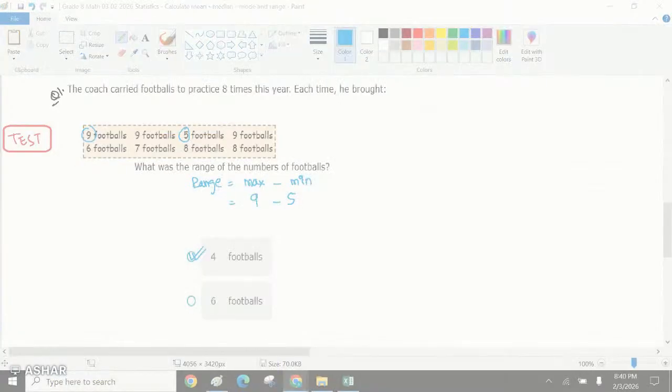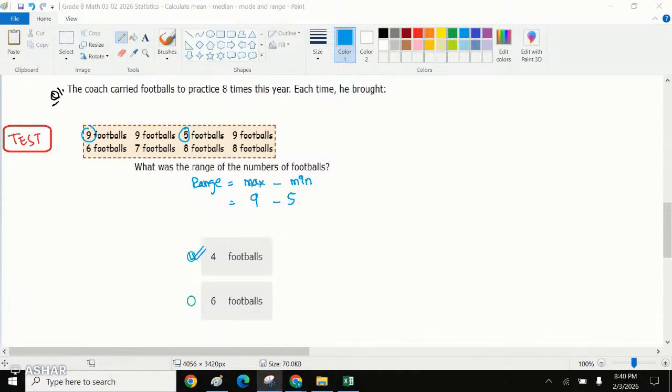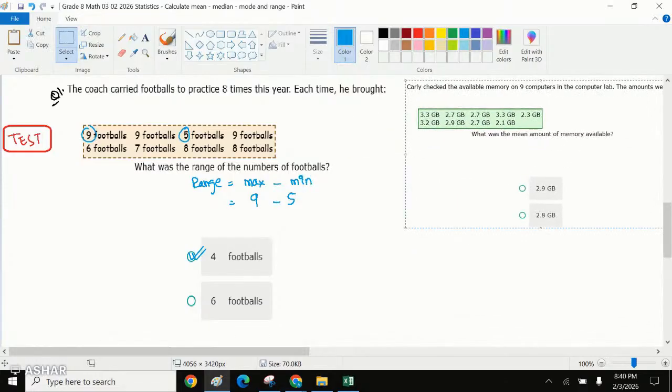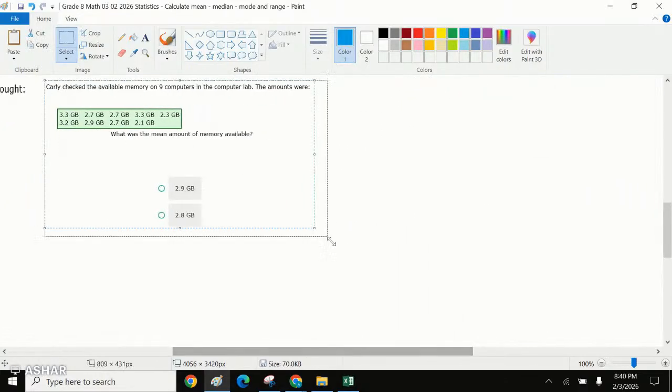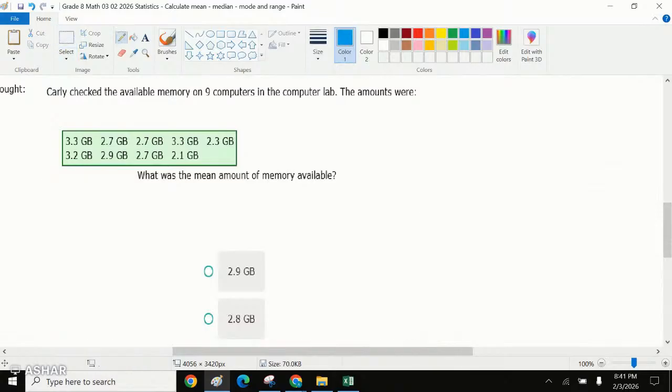Carly checked the available memory. Let's just see mean. We just need to find the mean for the next one. For question number 2, if they're asking us to find the mean, we know that the mean is always the average. Okay, mean is the average. That means we add these numbers together and we divide it by, since it was 9 computers, we divide by 9.